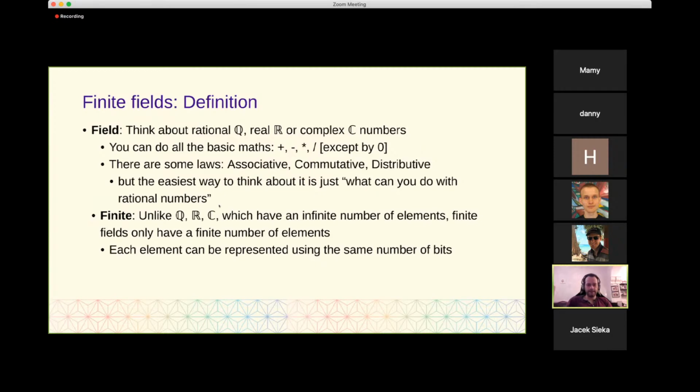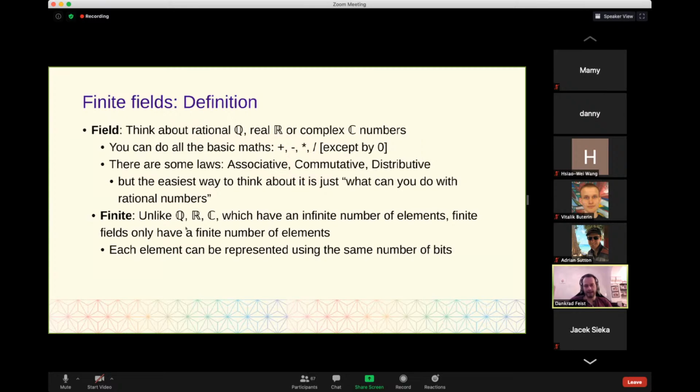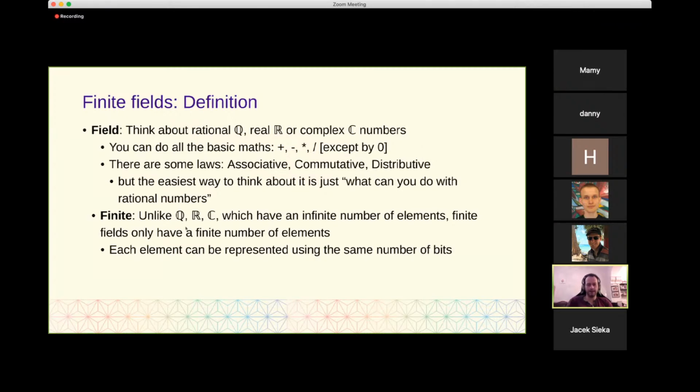The difference is that they're finite. Unlike the rational numbers and all the others, which have an infinite number of elements, finite fields only have a finite number of elements. And that is important because that means we can represent them all using the same number of bits. For example, for the modulus we're using in the elliptic curve in BLS12-381, it's always 255 bits. Whereas a rational number, for example, could grow very, very large. The numerator and denominator can both be any integer, and we know that we can't represent all integers using the same finite number of bits. They might have to grow.